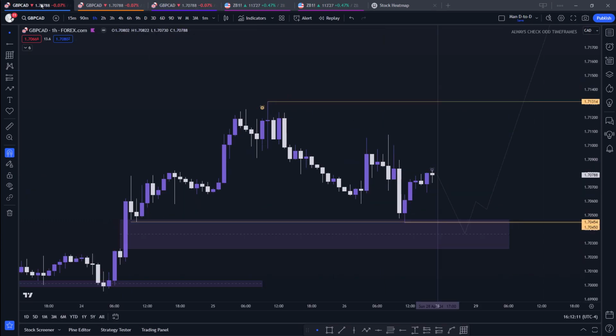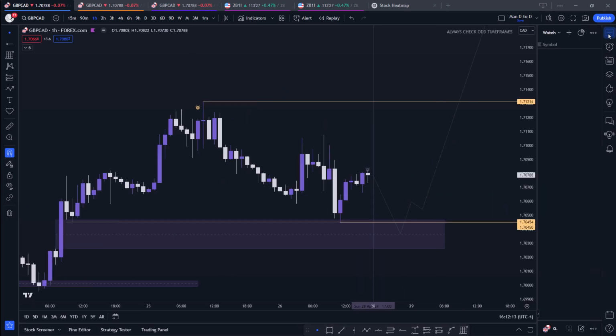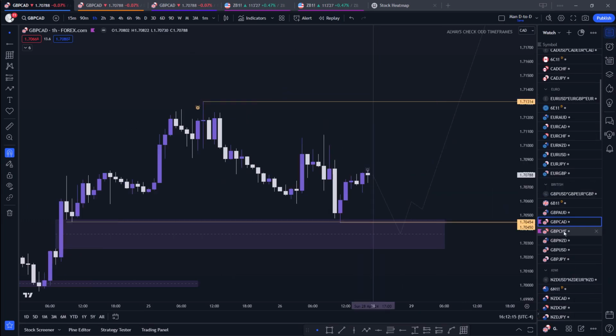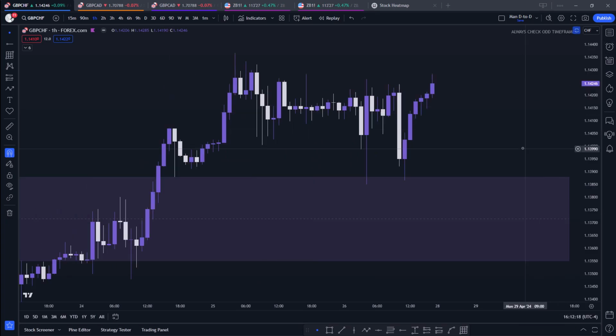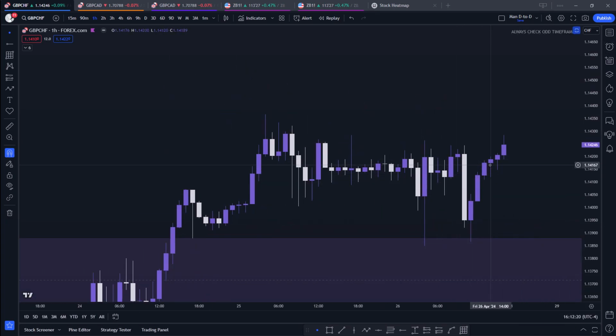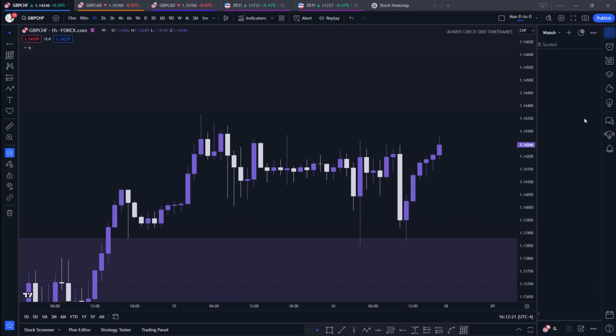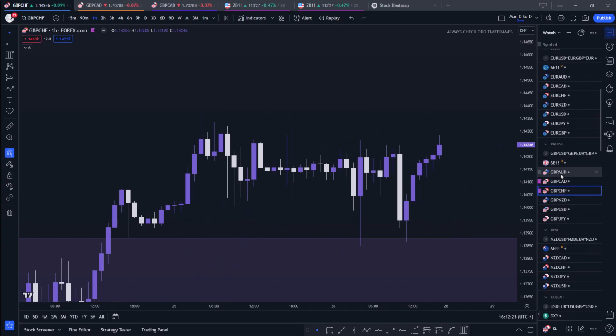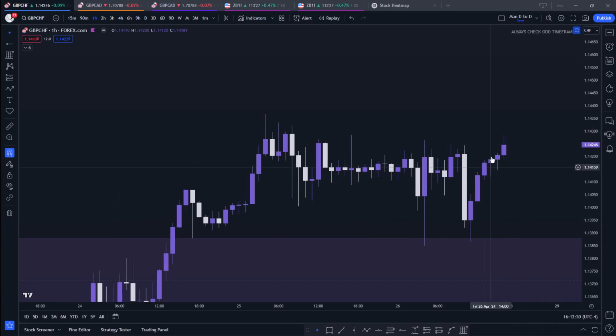And I guess the only other pair that I'm looking at is GBP Swiss, which is basically more or less the same setup that I'm looking for on GBPCAD. I'm actually looking for a stronger pound this week in general. So I'll say pay attention to GBP Swiss for the same idea.